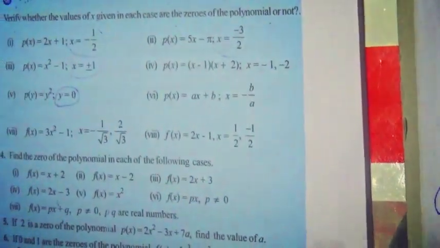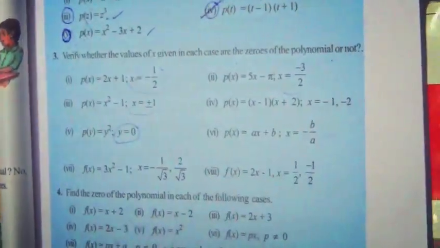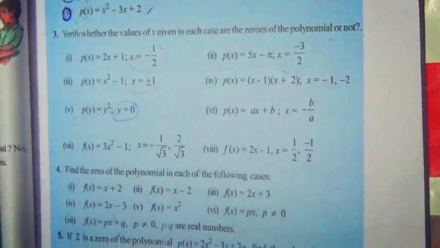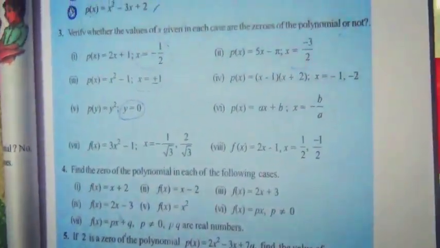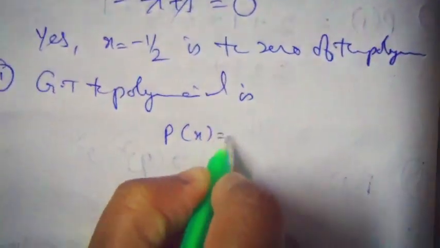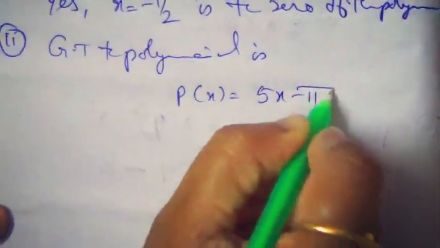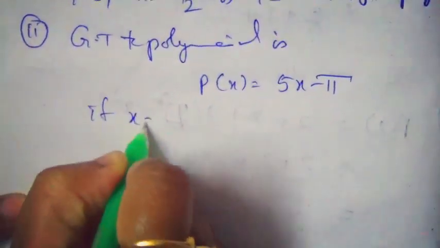So these sums are new for you, right? That's why I am explaining all the sums in this Roman. Next I will give the homework in the next Romans. Okay, so second sum, given that the polynomial is p of x is equal to 5x minus pi, if x is equal to minus 3 by 2.